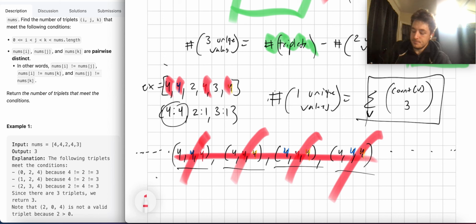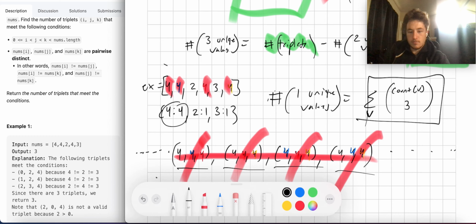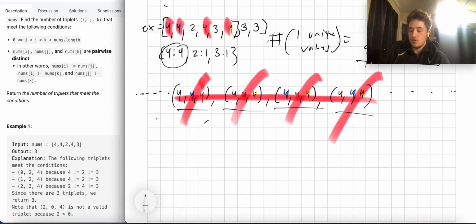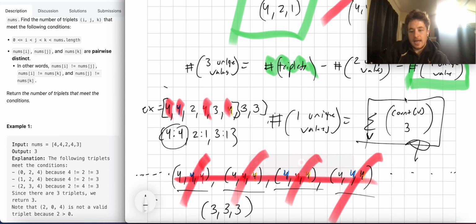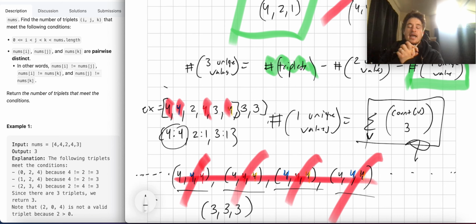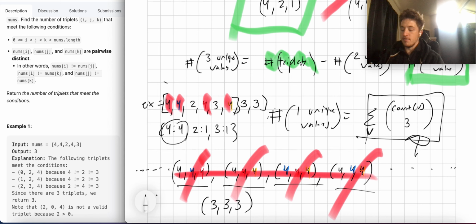Because imagine that there were also 3 3s, right? So that would mean that there would be an additional 3 3 3 in the system. So we also need to address for that. We need to look at the number of 3s and subtract that out. So we look at each unique value in our system and say, how many times does it occur? And let's remove the cases where it occurs in a triplet, and that's the count choose 3, right?